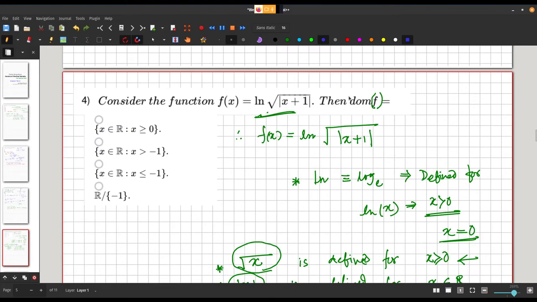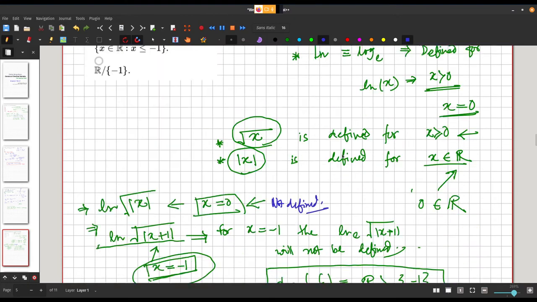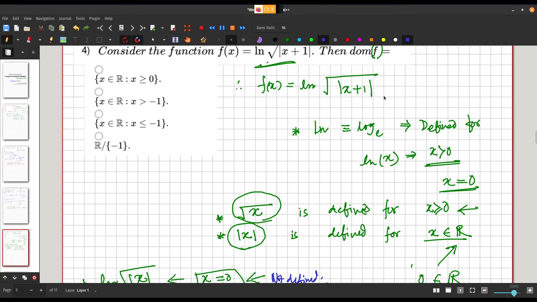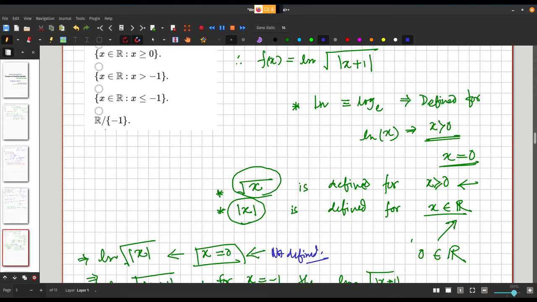You can check for every value of x from R, this mod function is valid and it will always be greater than or equal to 0, then the square root will also be valid. But the ln term here is creating a problem for the value 0, and for this term to be 0, x has to be minus 1. So that's why we are excluding this point, and this will be the right answer then.